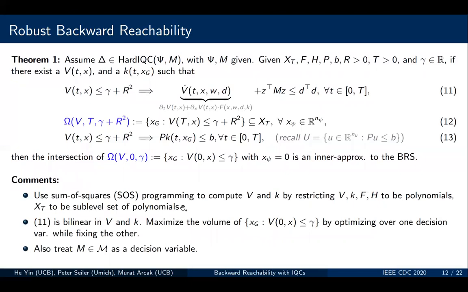We can use sum of squares programming to help us search for V and K if we restrict ourselves to polynomial candidates. Equation 11 is bilinear in V and K. We can tackle the nonlinearity by alternating the search over them. In the optimization, the M matrix in the IQC is also treated as a decision variable.